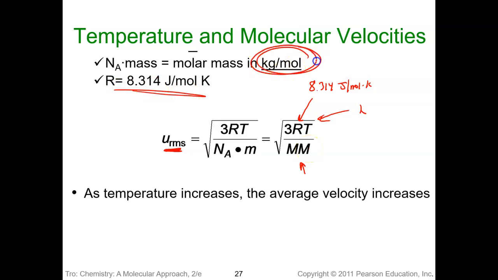Now, this is super important. This must be in kilograms per mole, not grams. I would say 95% of the mistakes here are people leaving their molar masses in grams. It must be in kilograms. And we're trying to figure out what the average velocity is.